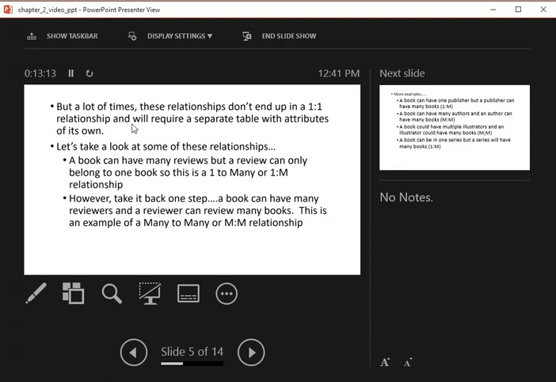So where the relational model comes in, and we'll look at this a lot more in chapter 3, is that these relationships don't end up in a one-to-one relationship. And when a one-to-one relationship is established, a lot of times that means that whatever the relationship is between these two entities, they have to be separated into different tables. And so let's just look and talk through some of these things.